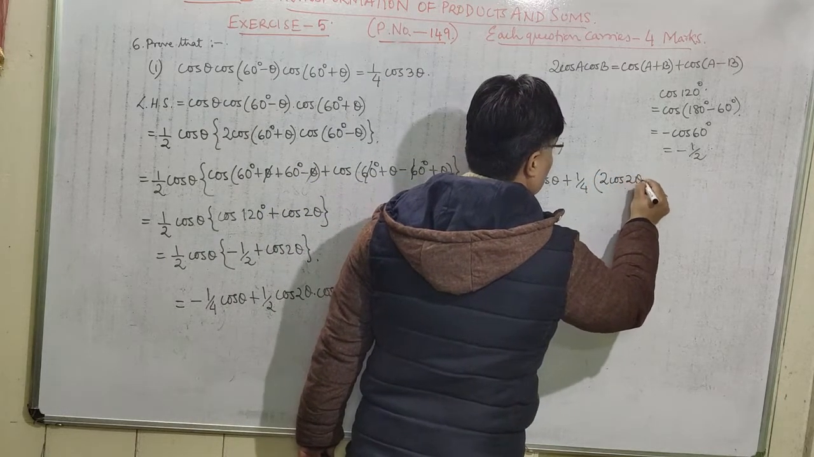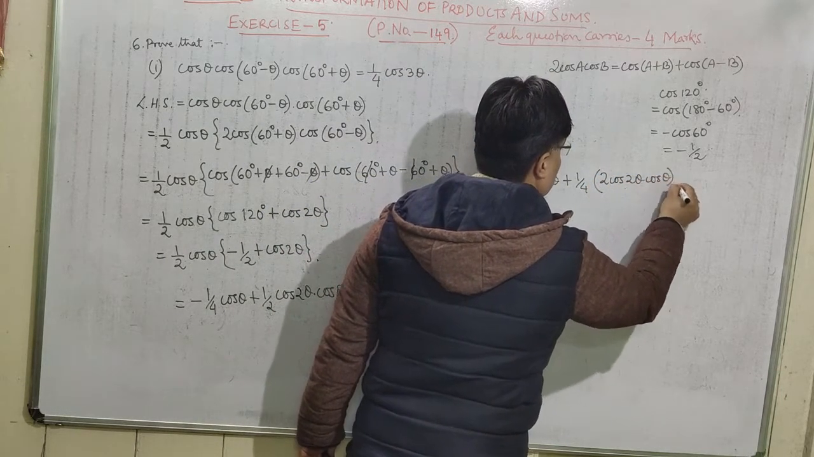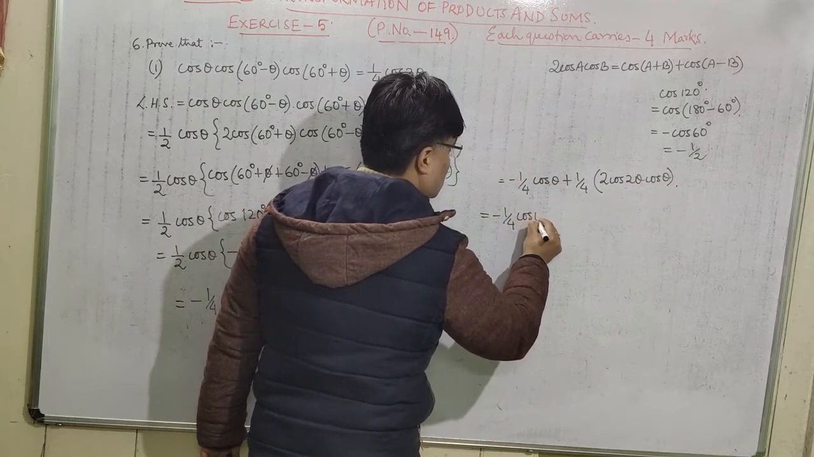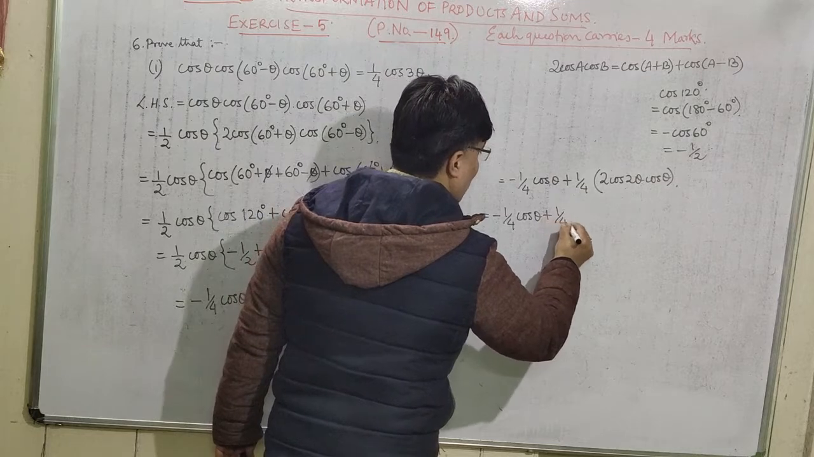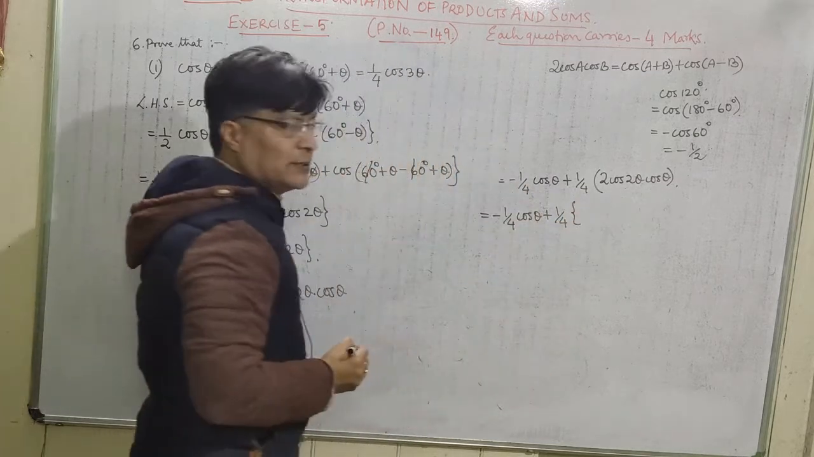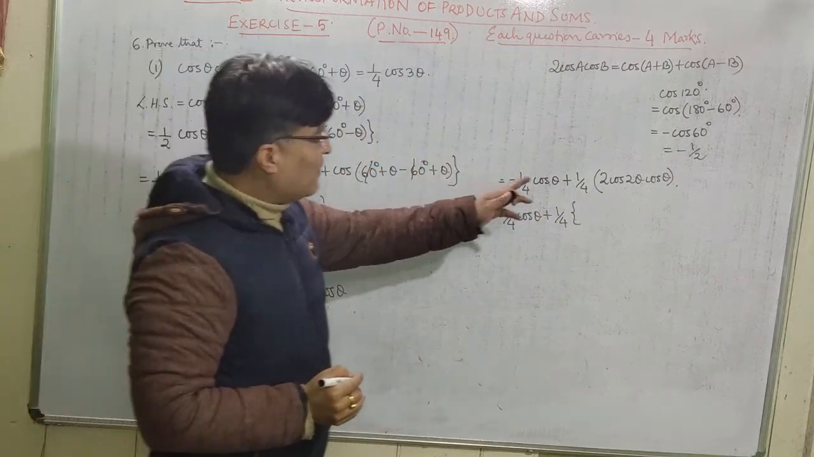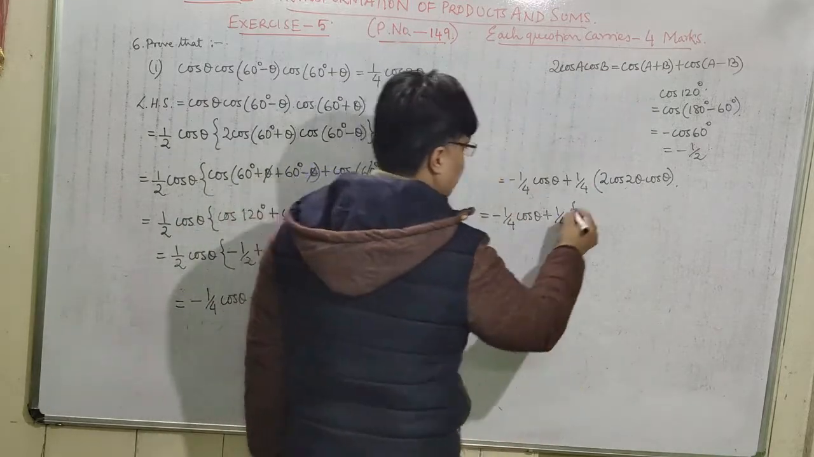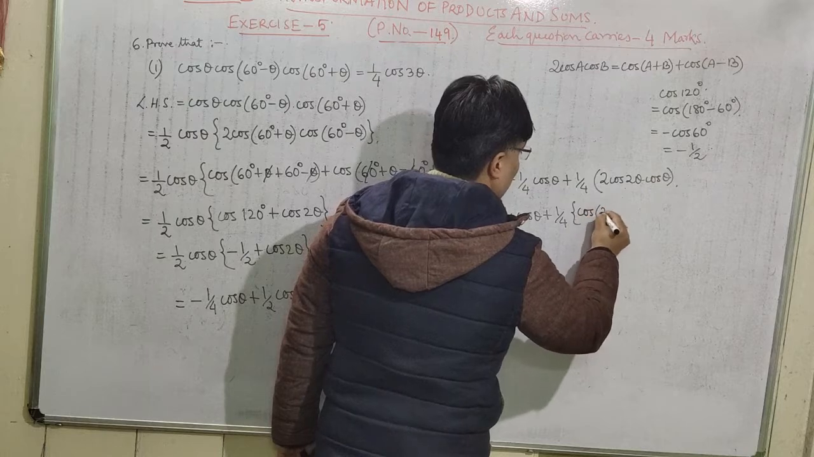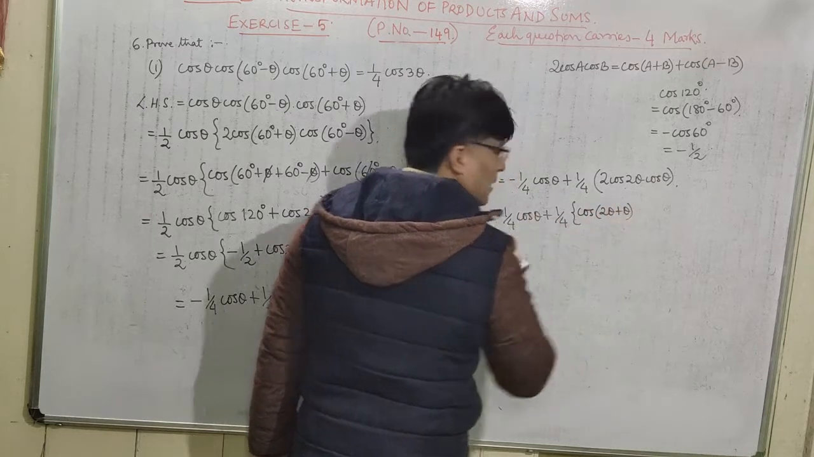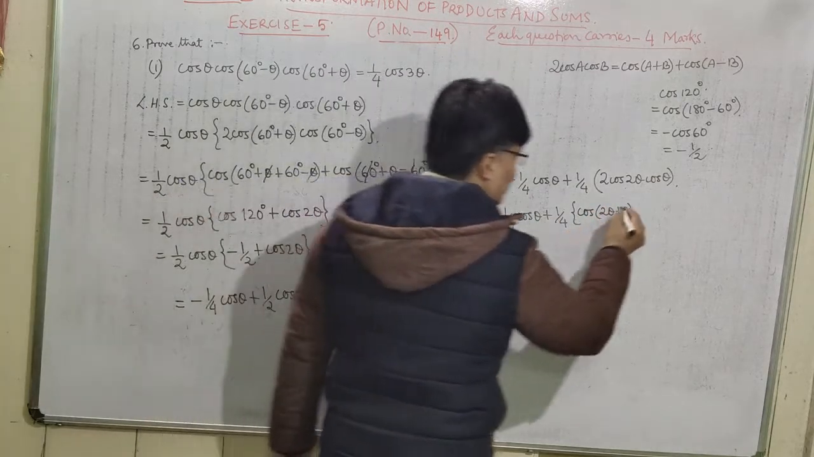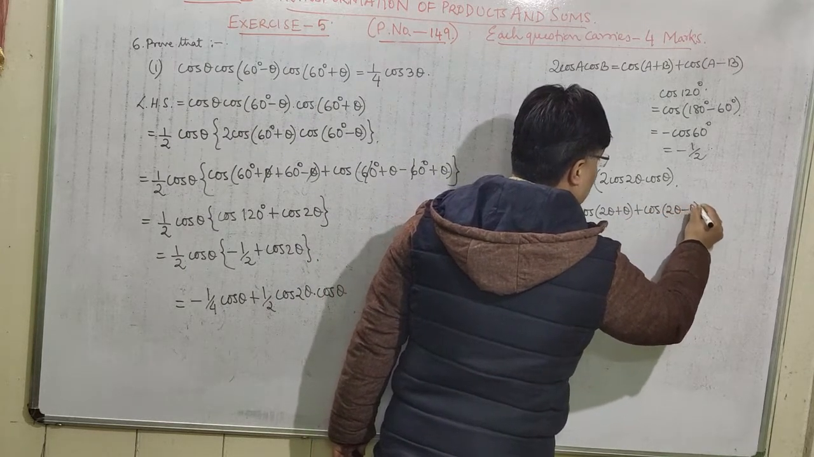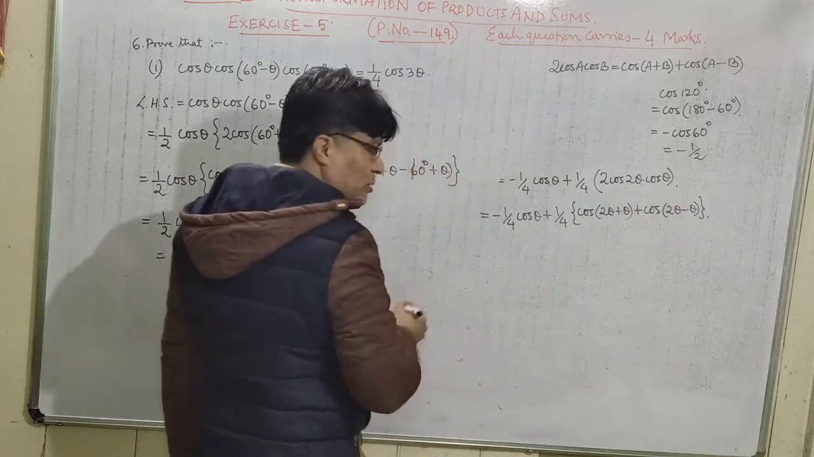2 cos 2 theta then cos theta, which is equal to minus 1/4 cos theta plus 1/4 within second bracket. Again you can use the same formula here, 2 cos A cos B equals cos of A plus B plus cos of A minus B. So it is cos of A plus B, 2 theta plus theta, right? Then plus cos of A minus B. What is cos A minus B? 2 theta minus theta. Second bracket is closed.